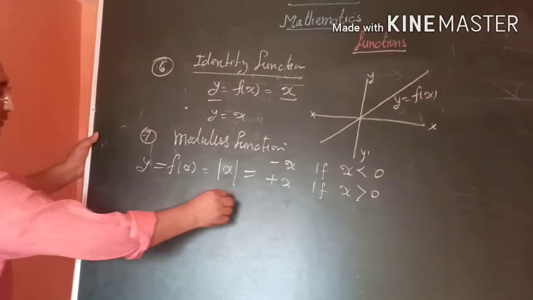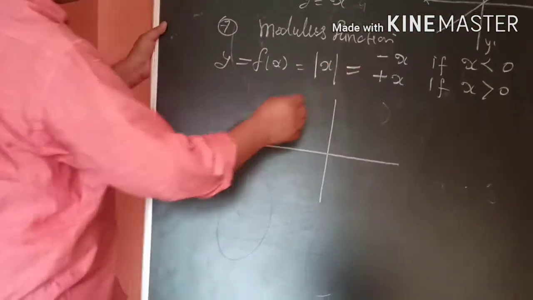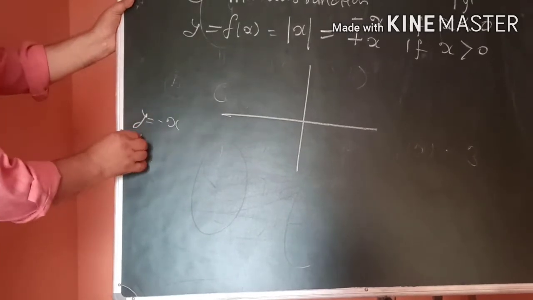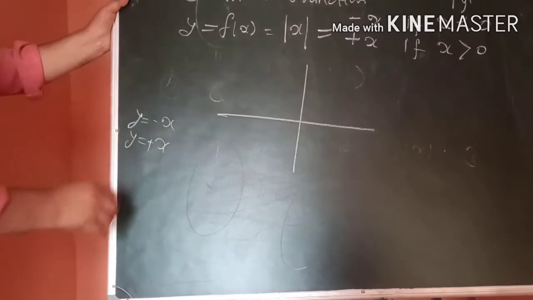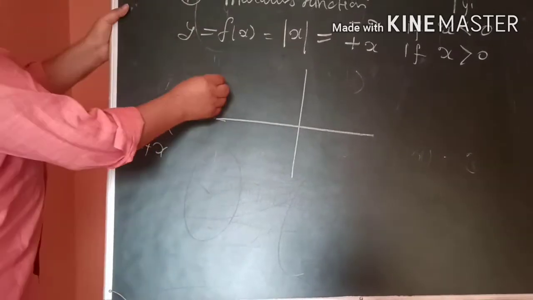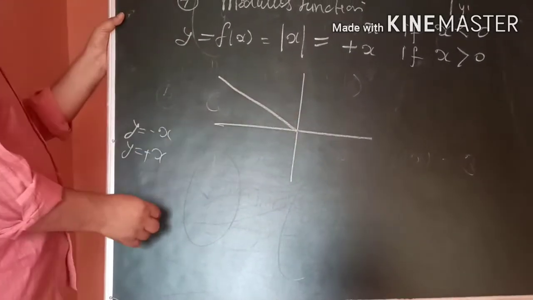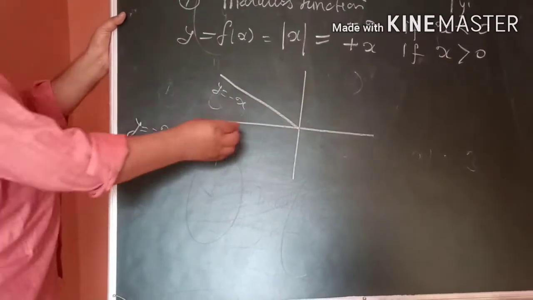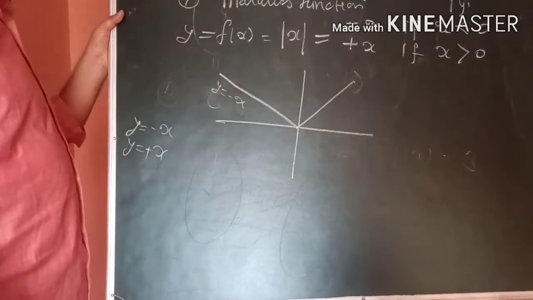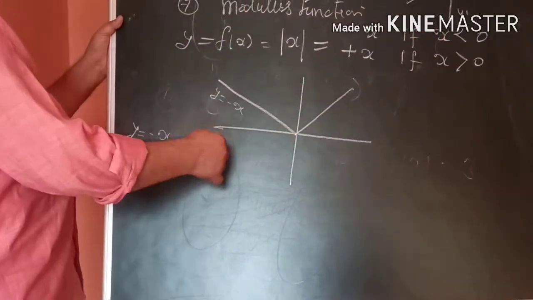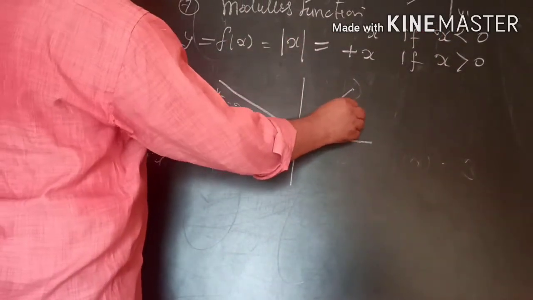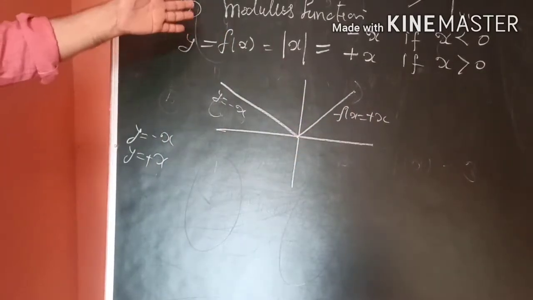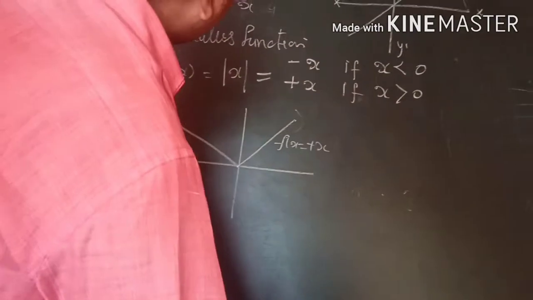If you draw the graph, we will get two lines. Number 1, y = -x, and number 2, y = x. For y = -x, we get the graph like this. And for y = x, you get this graph, because this is for x less than 0 and x greater than 0, where f(x) = +x. These are known as the modulus graph, the modulus function.